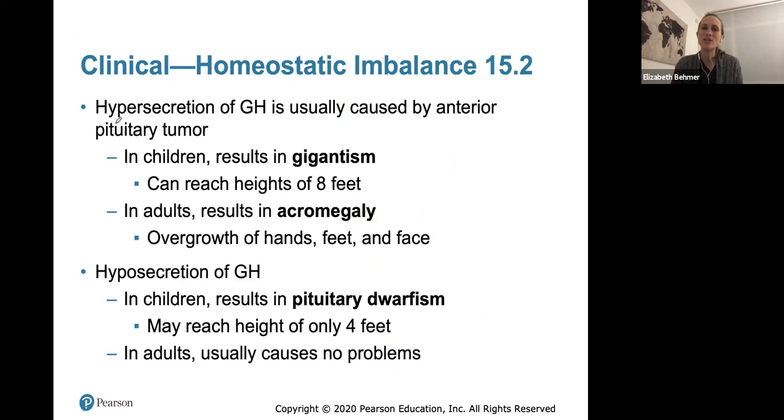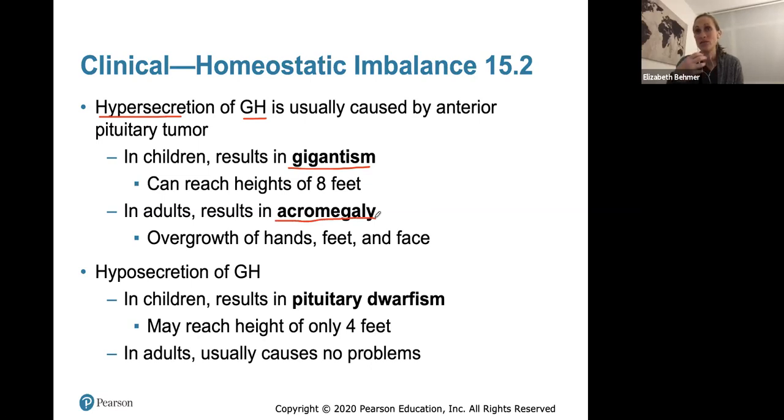So a couple of homeostatic imbalances for growth hormone. If we have too much, a hypersecretion of growth hormone, that's usually caused by a tumor on the anterior pituitary gland. This can result in gigantism, where kids can reach 8 feet tall. If it happens in adults, it's called acromegaly.